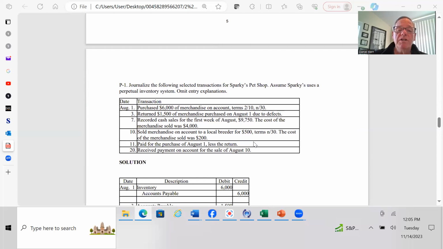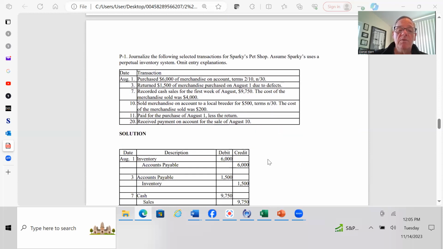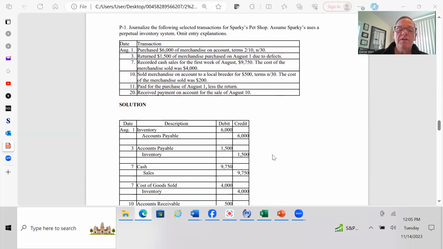Purchased $6,000 merchandise on account. We're using a perpetual system, so it's a debit to inventory, credit to accounts payable. Returned $1,500 of the merchandise that was purchased previously because it was defective. Debit accounts payable, credit inventory. Some of you got confused between accounts payable and accounts receivable. Accounts receivable is when customers owe us money. Accounts payable is when we owe money to suppliers.